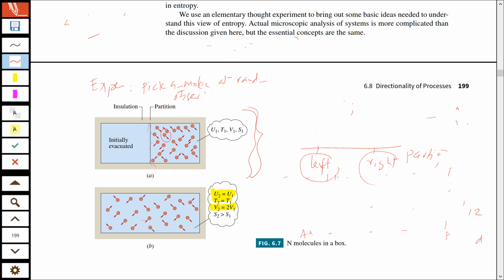What is the probability at left that the molecule is to the left of the partition? No probability.